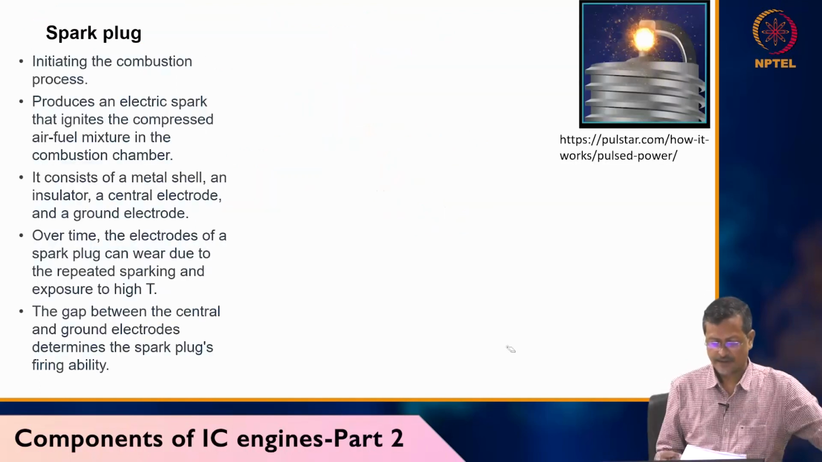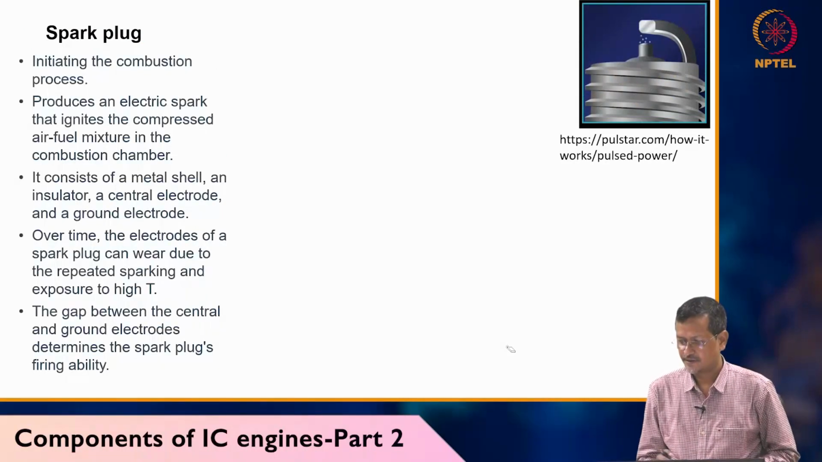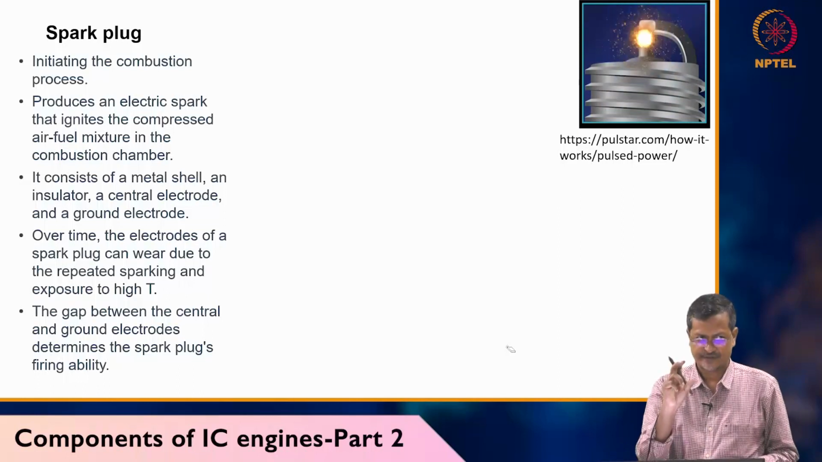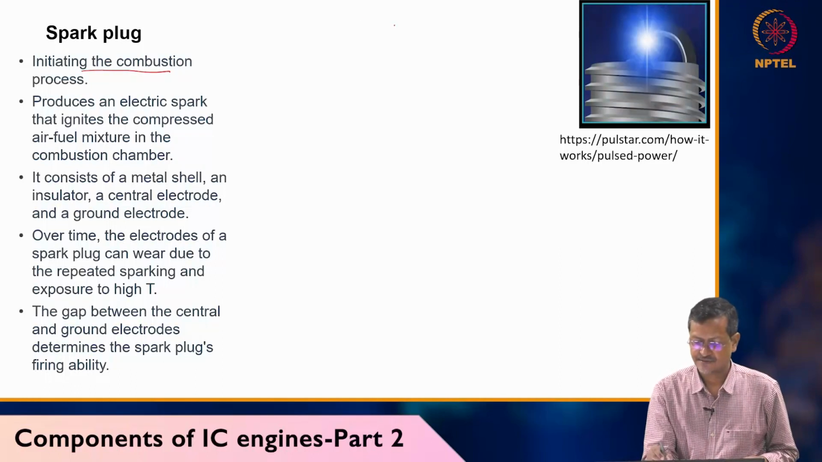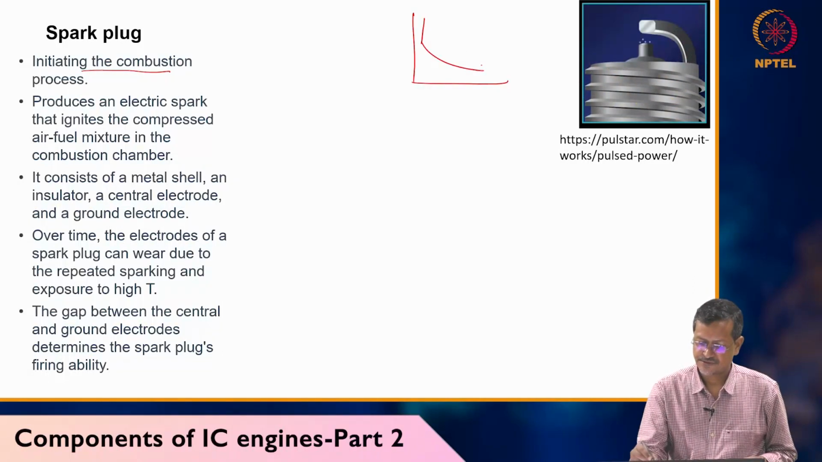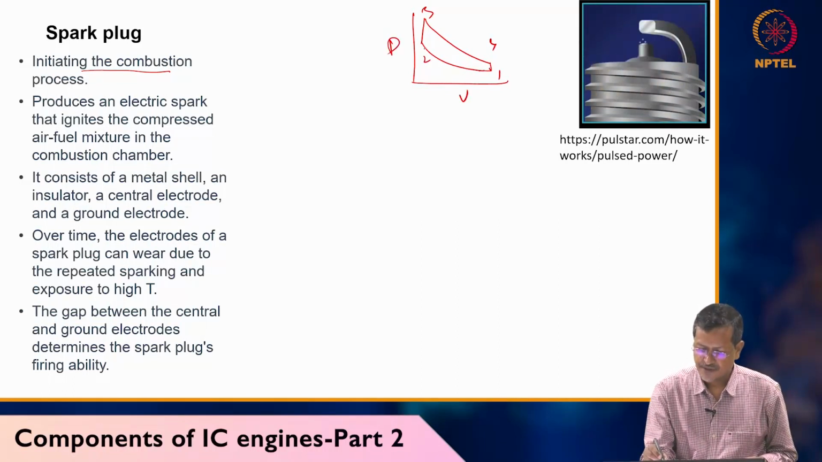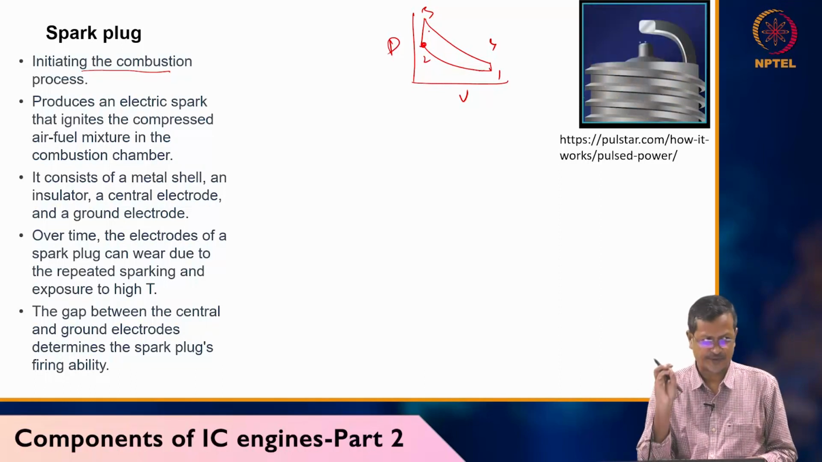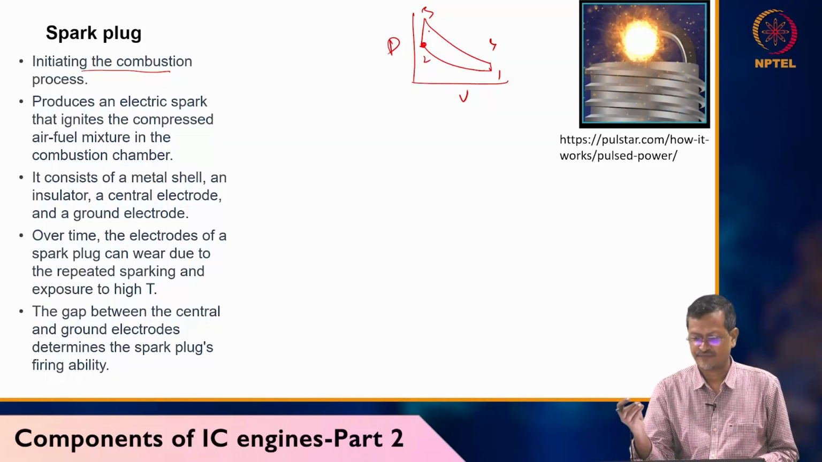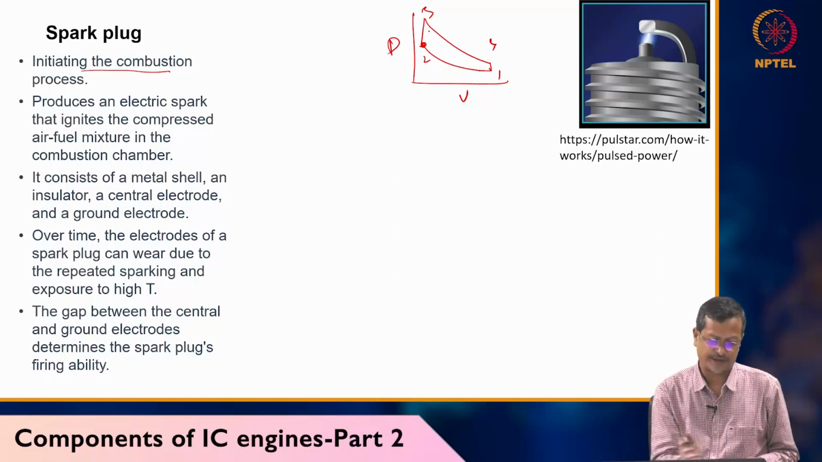Now, the spark plug. I showed you one small spark plug last day. That spark plug initiates the combustion process. You can see this Otto cycle 1, 2, 3, 4 on the PV diagram. Near point 2 a spark will be created immediately, within microseconds. The high energy will be transferred through the whole cylinder and the whole thing will be burnt together. So it is initiating.